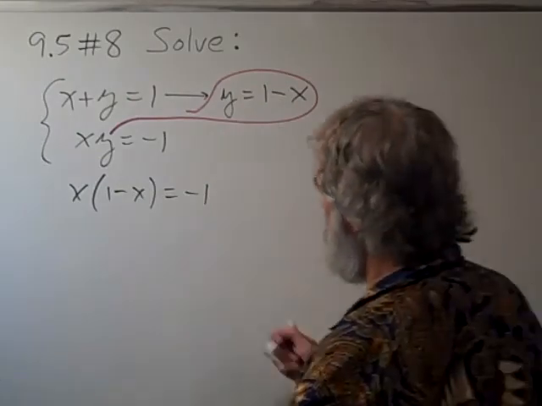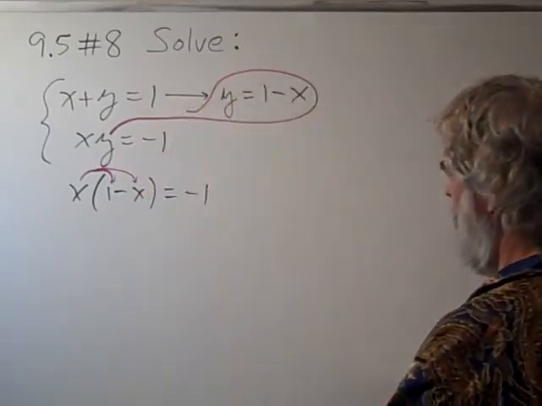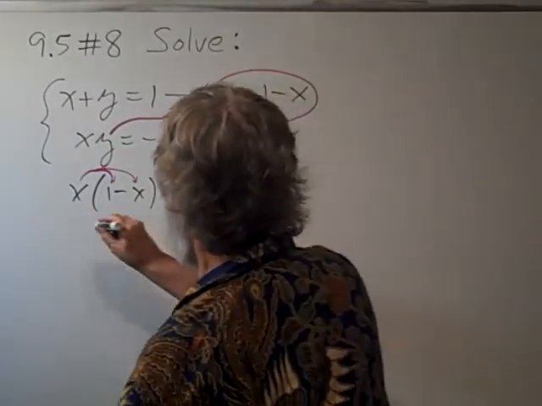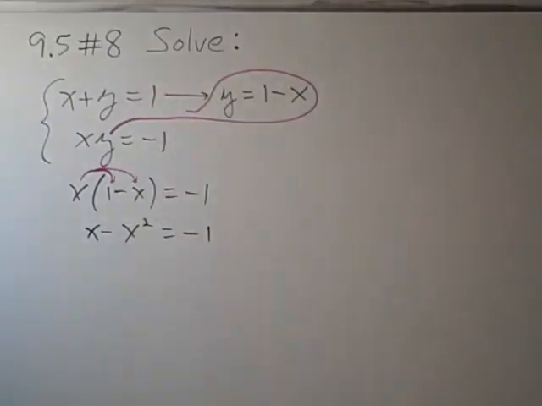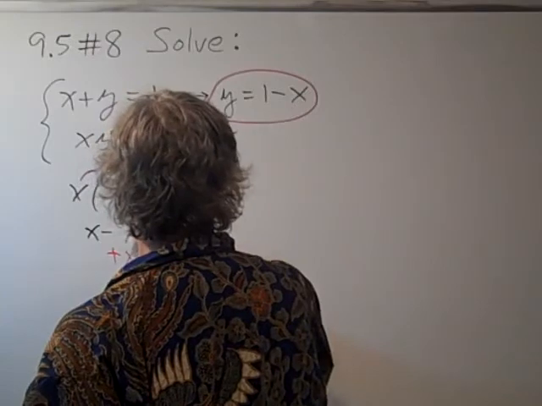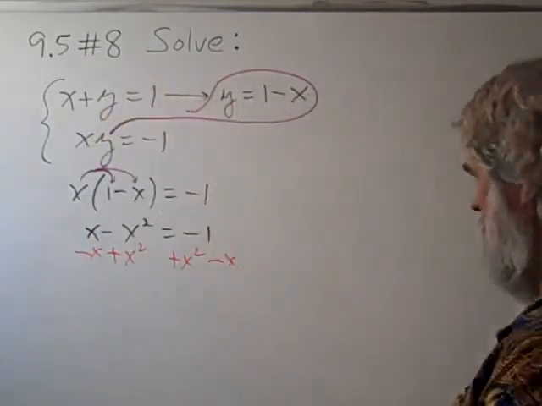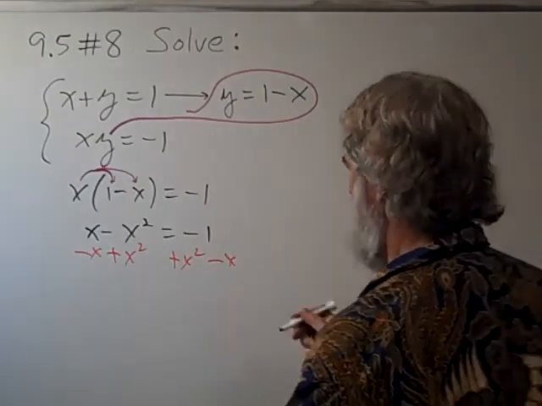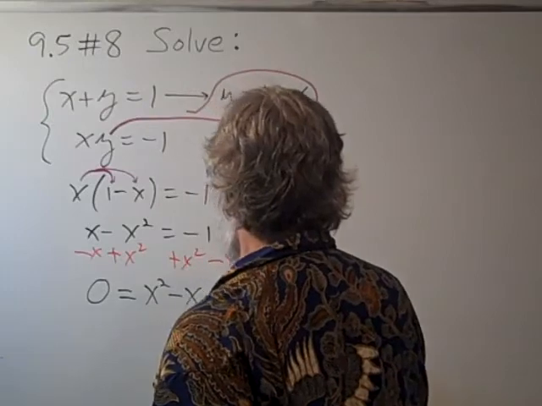And distributing the x through the parentheses here, we get x minus x squared equals negative 1. Let's bring everything to the right side of the equation. Let's add x squared to both sides and subtract x from both sides. We get that 0 is equal to x squared minus x minus 1.